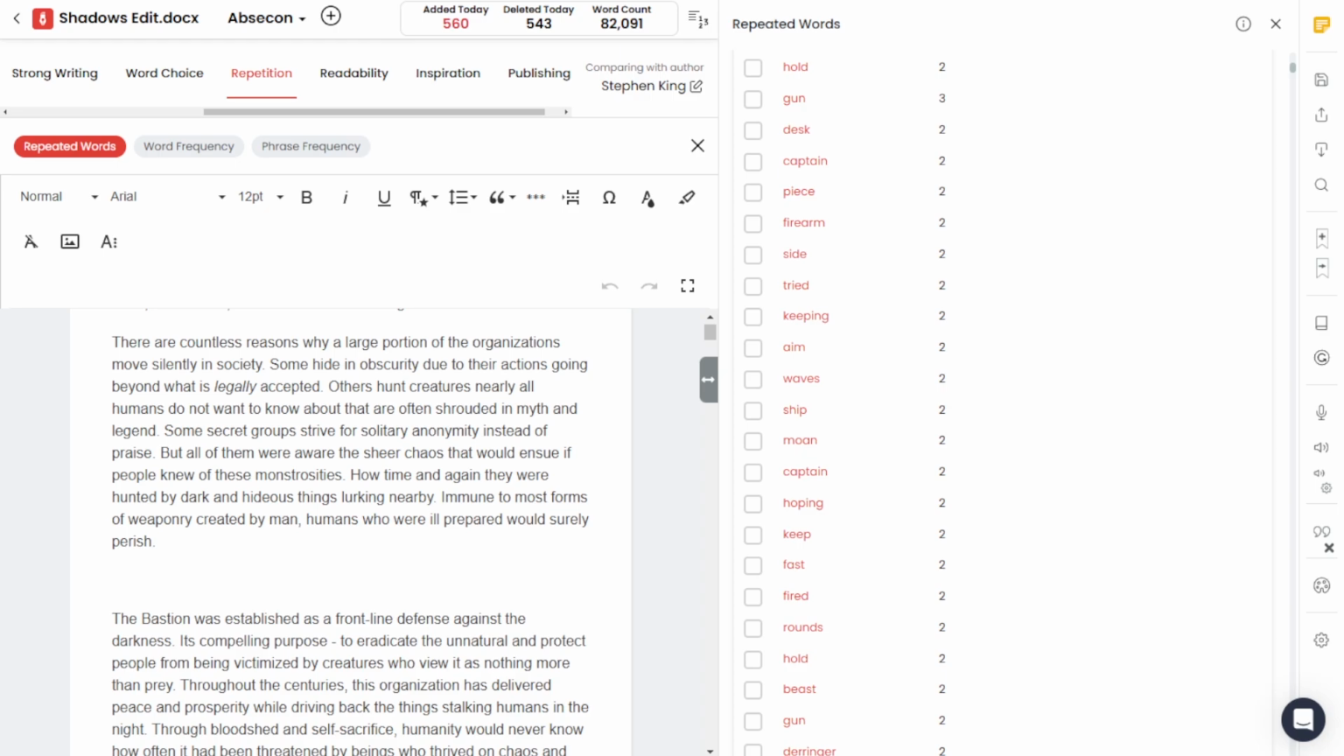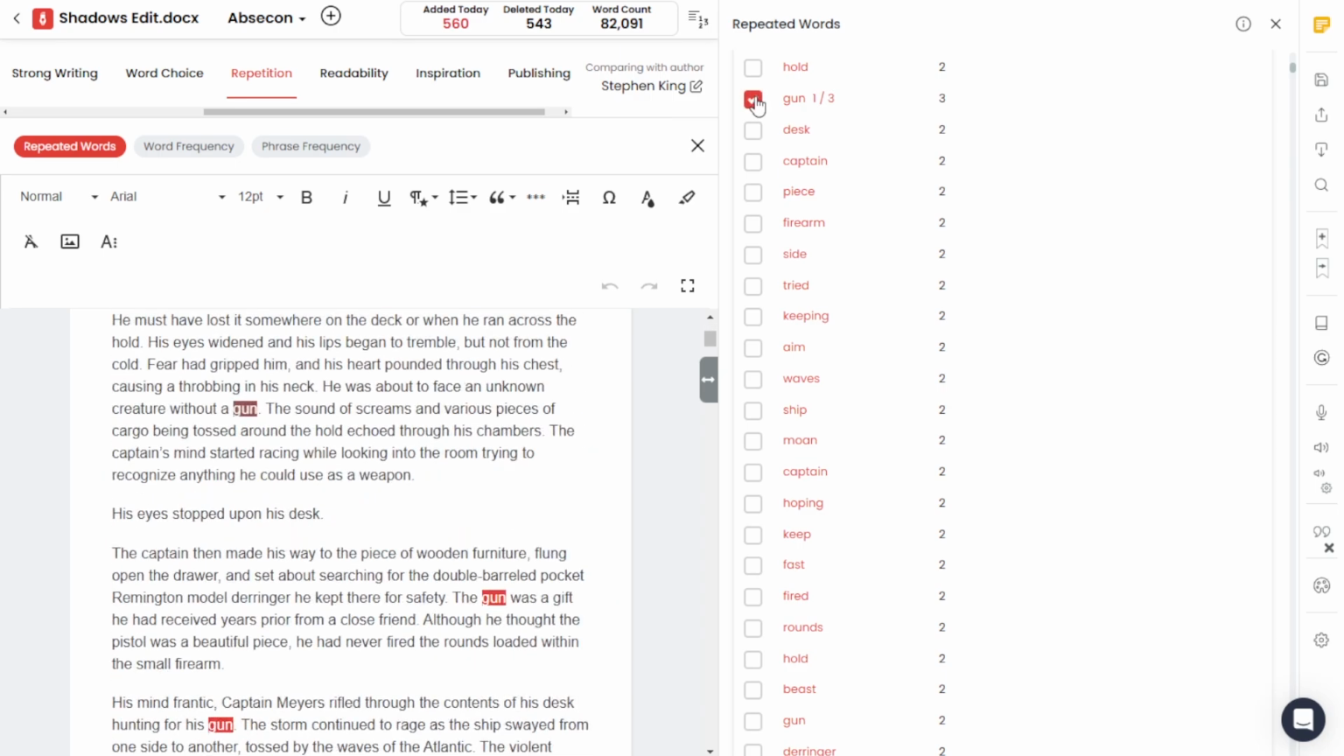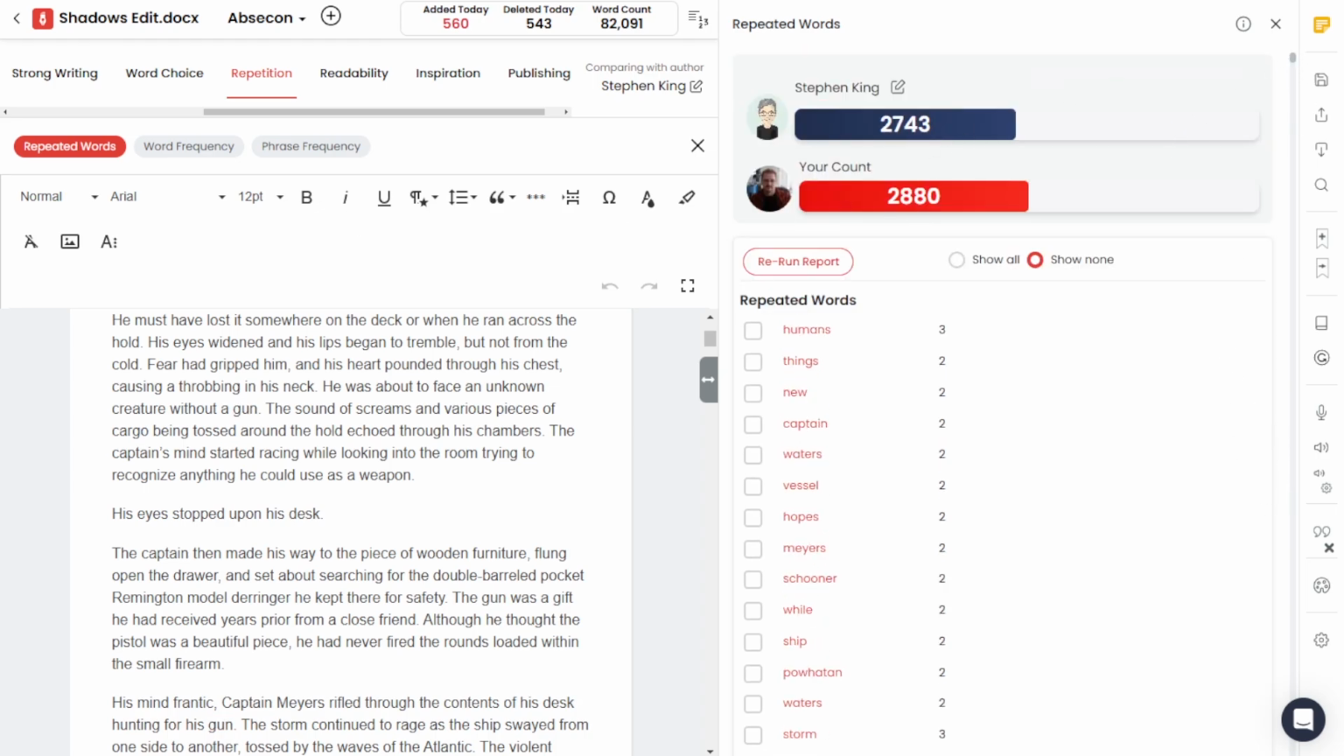And let's look at gun. If we click on this one, then we see that we have 3, and I can change at least one of those to firearm or whatever the gun type is, just to get the book to flow better. Like I said, you don't want to necessarily change every single thing that AutoCrit or ProWritingAid or Grammarly points out, but this tool does highlight how often you use certain words, and sometimes changing it up a bit makes for a better read. As you can see from the comparison with Stephen King, I use quite a few more than he does.